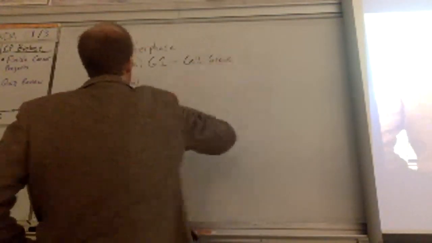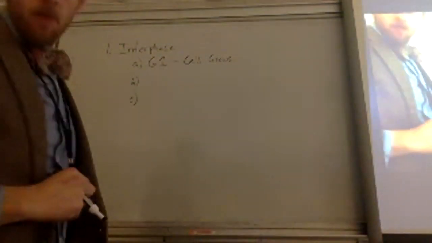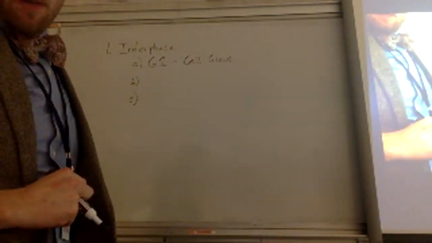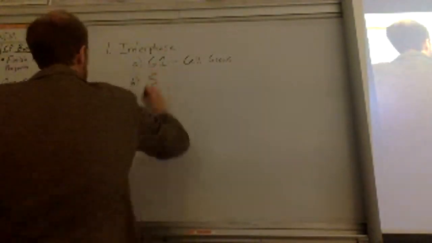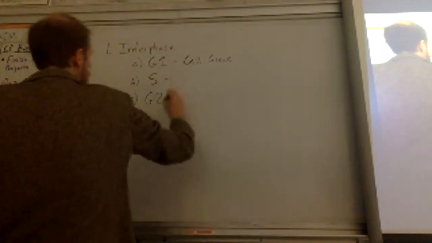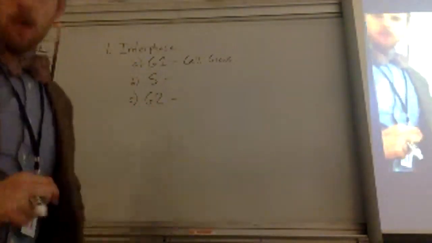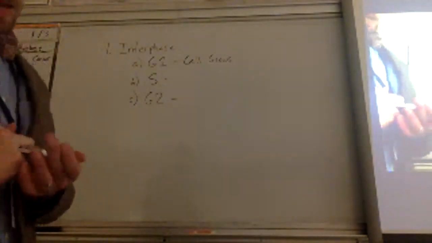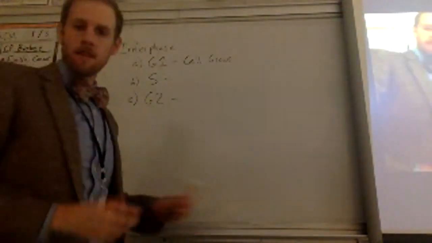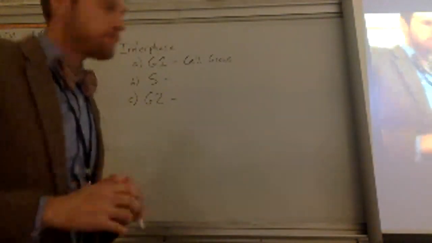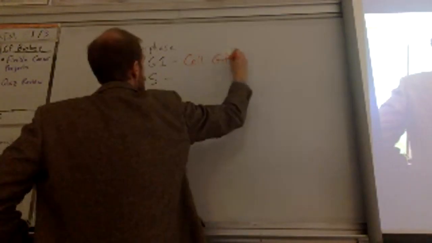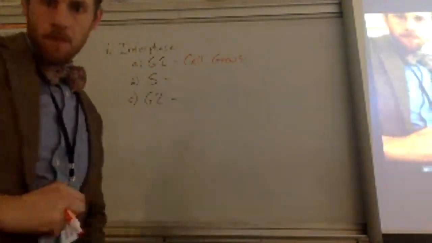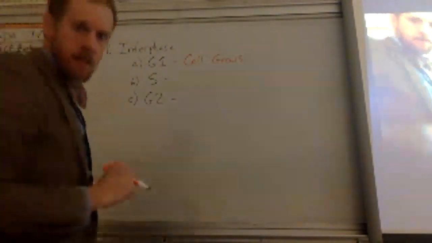Cell grows. And then after G1, where do we go? Yep. Mia says S phase, and that is correct. S phase. And then G2. Now, what happens in S phase and what happens in G2? Let's write this in orange. S phase is when what is happening? DNA is being copied. Yes, good.